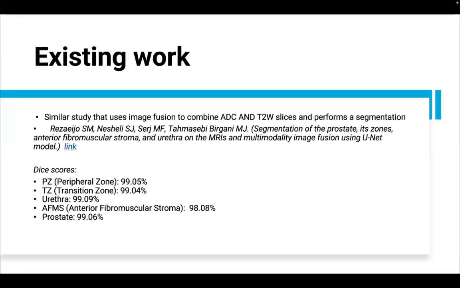Starting off for this project, we had to look up existing work to see if there was anything better out there. We found one study on the segmentation of a prostate into its zones, which takes ADC and T2W image slices and performs a segmentation of four different zones. Out of that study, one of the highest dice score values, which is a very good metric for success, was, as you see below, peripheral zone at 99%, urethra at 99%, and so on and so forth.